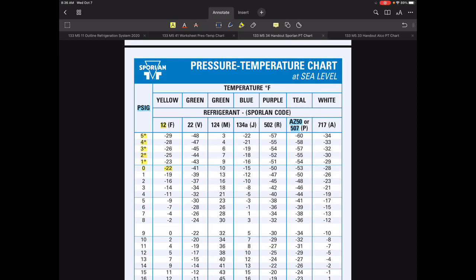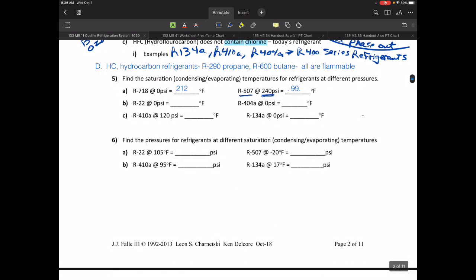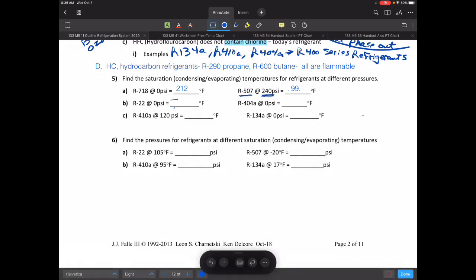So I'm really looking for what is the saturation temperature of R22 at 0 psi. So in this example, I'll highlight that one. R22 happens to be minus 41. So I'll go back to the module, and that will end up being minus 41.